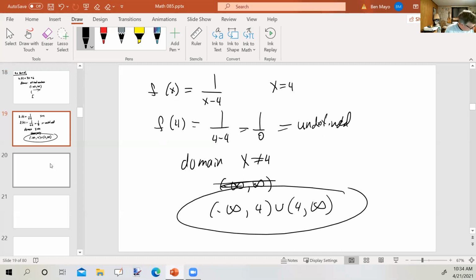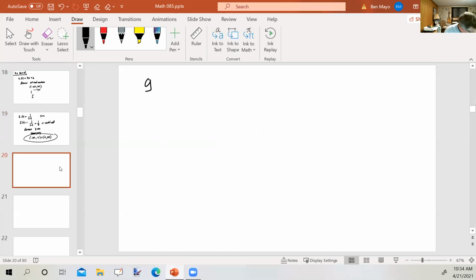Let's take a look at another example. G of x equals 5 divided by x plus 1. Here again, we have a variable in the denominator. What value of x would make the denominator 0? It might be easy to see that it's negative 1. But if it's not easy to see, you could take that denominator, set it equal to 0 and solve it. When x is negative 1, the denominator is 0, the function is undefined.